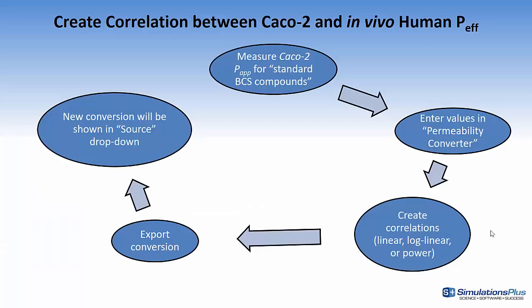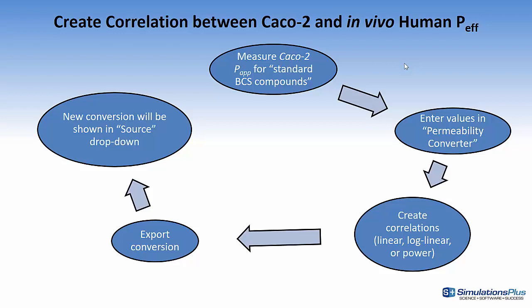In this section of the video, I'll discuss creating a correlation between your in vitro CACO2 data and in vivo human permeability. This slide illustrates the steps involved in creating the correlation. So let's say your experimental group measures in vitro CACO2 permeability as a standard experiment for your development compounds. They will have to measure the CACO2 in your own experiment for a few standard BCS compounds, and we typically recommend at least 10 standards, and that you span the range from low permeability to high permeability.